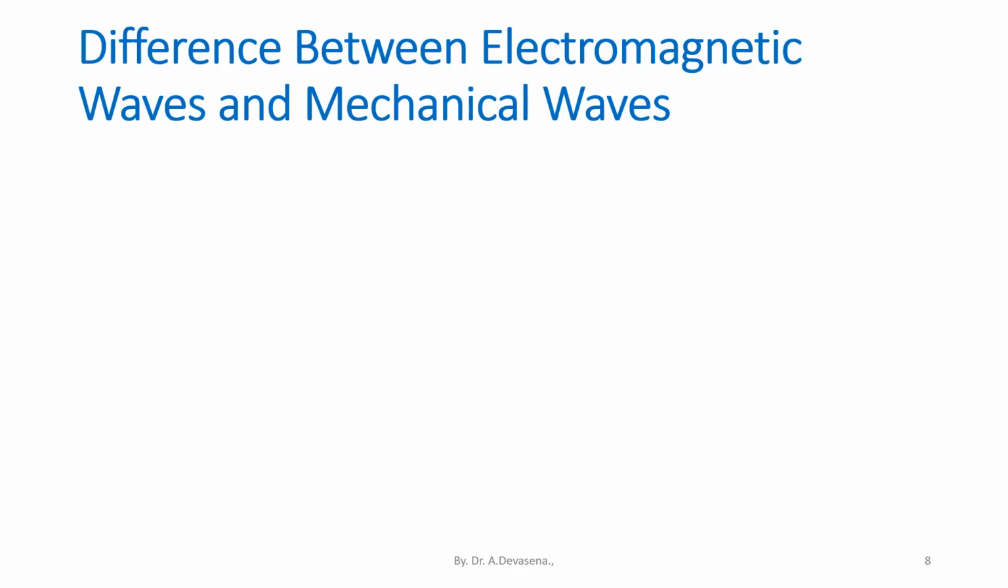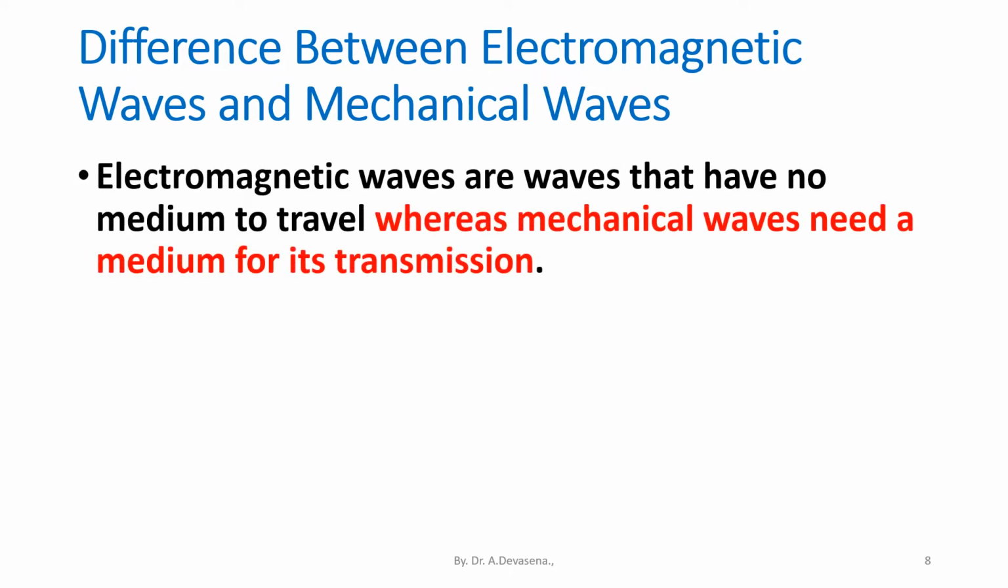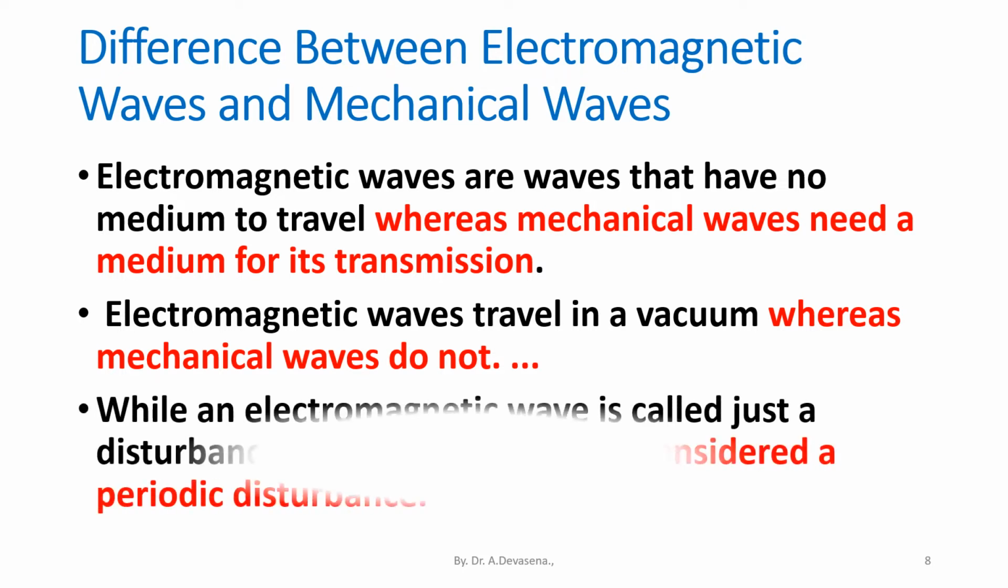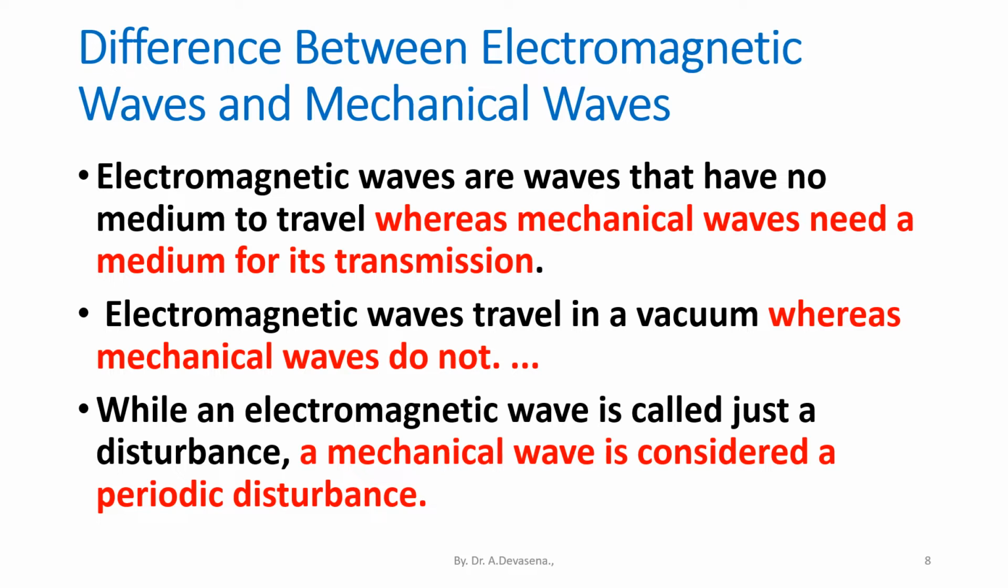Difference between electromagnetic waves and mechanical waves. Electromagnetic waves are waves that need no medium to travel, whereas mechanical waves need a medium for their transmission. Electromagnetic waves travel in a vacuum, whereas mechanical waves do not. While an electromagnetic wave is called just a disturbance, a mechanical wave is considered a periodic disturbance.